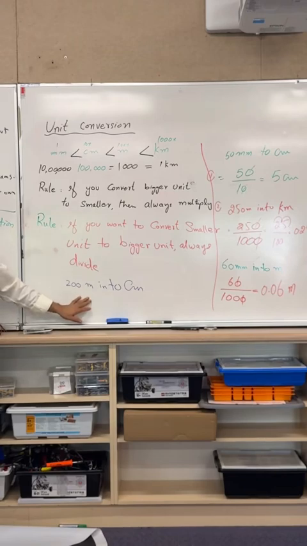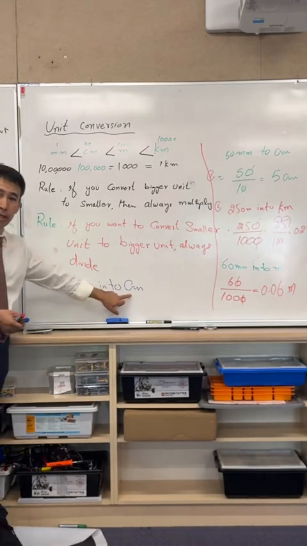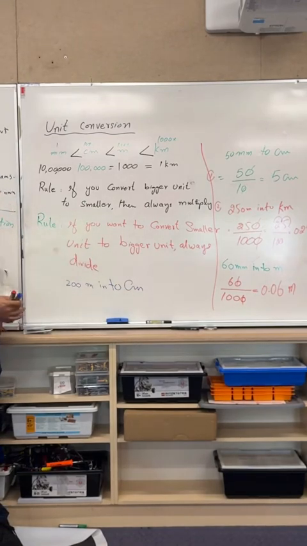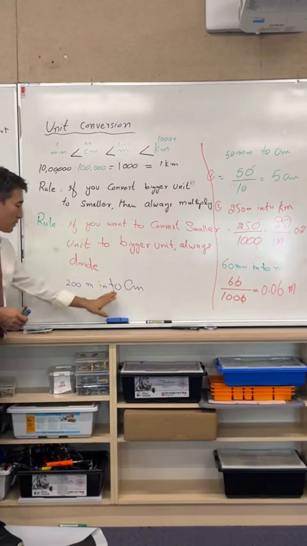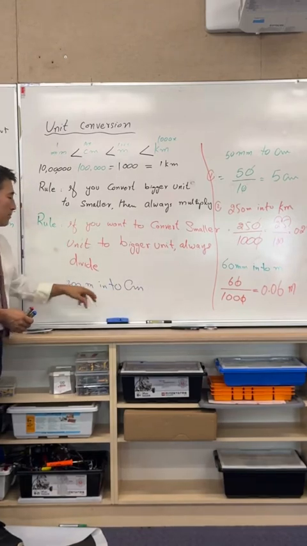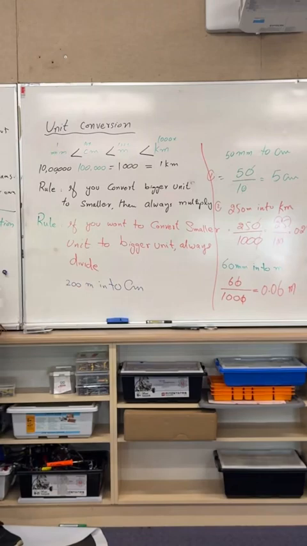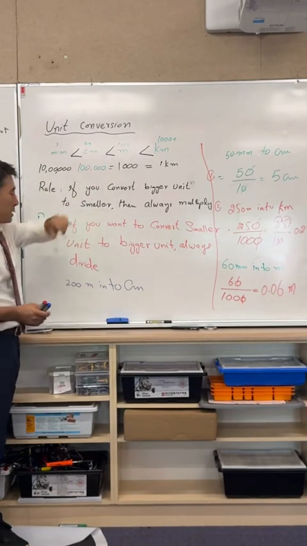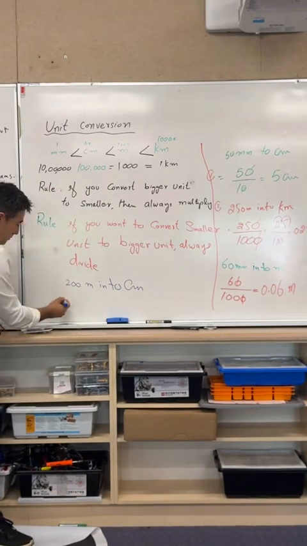Meter is bigger than centimeter, right? So you have to times it now. Times by what number? You have to see what the relationship is between m and cm. How many centimeter do we have in 1 meter?